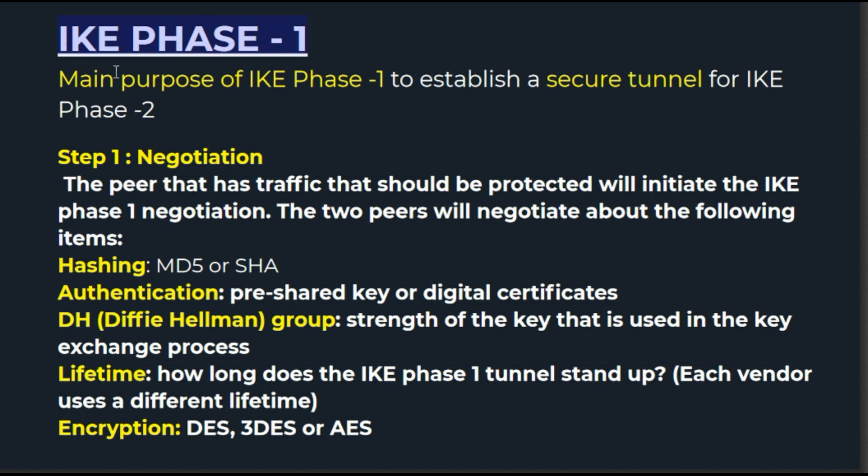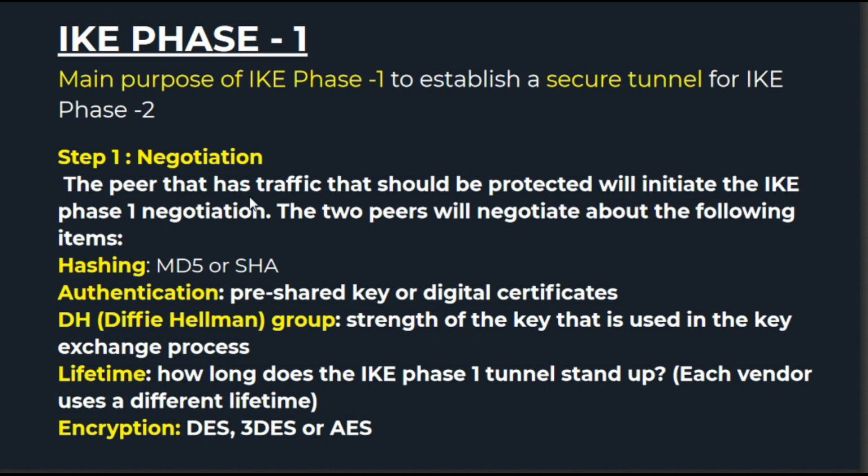IKE Phase 1. The main purpose of IKE Phase 1 is to establish a secure tunnel that we can use for IKE Phase 2. We can break down Phase 1 in 3 simple steps. First step is negotiation. So the peer that has traffic that should be protected will initiate the IKE Phase 1 negotiation. The two peers will negotiate about the following items like hashing, authentication, DH group, lifetime, and encryption.